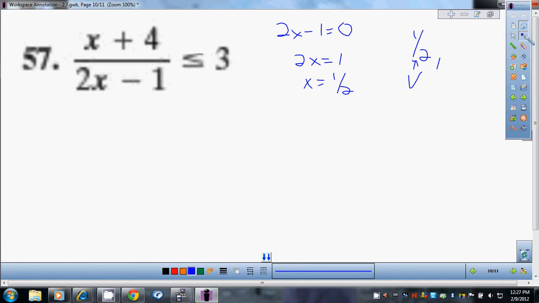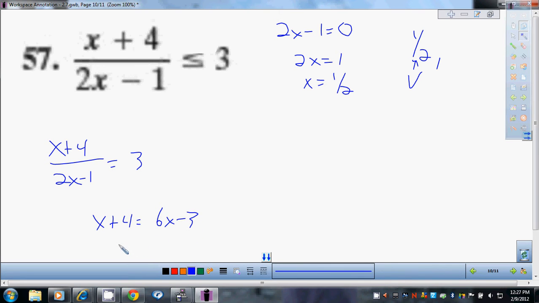Now I need to find what x value is going to make this equal. So I'm going to check it. X plus 4 over 2x minus 1 equals 3. Multiply. X plus 4 equals 6x minus 3. Subtract, subtract. And you get 5x equals 7. Divide, 7/5. That's the other thing you need to check. That's where they equal. That's where it's going to potentially start being false or true on either side.